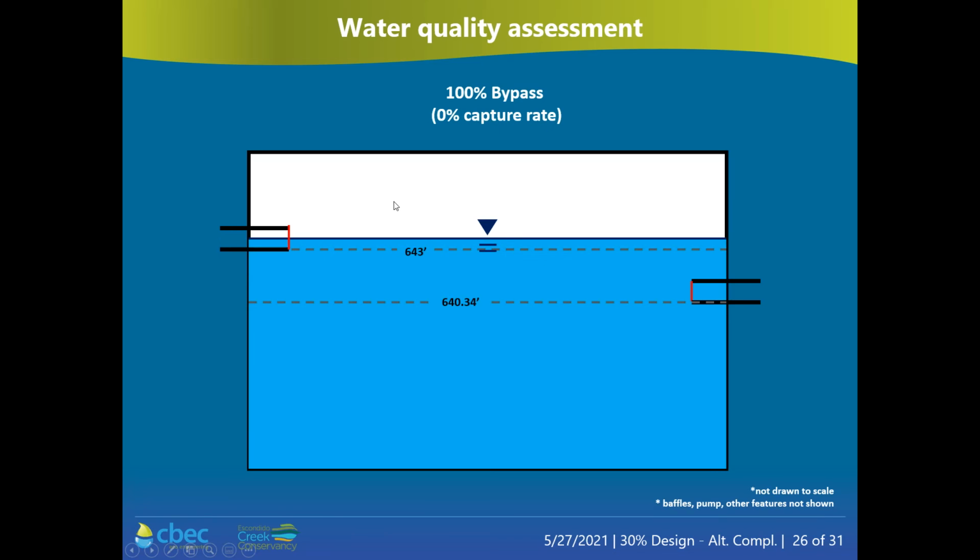But as we raise the water even further in the tank, we can close off that flap gate, and now we don't have any capture. We have a 0% capture rate. 100% of the flow, of any additional flow moving through the MS4 system on either side of the tank, is going to bypass the tank entirely and just flow into Escondido Creek.